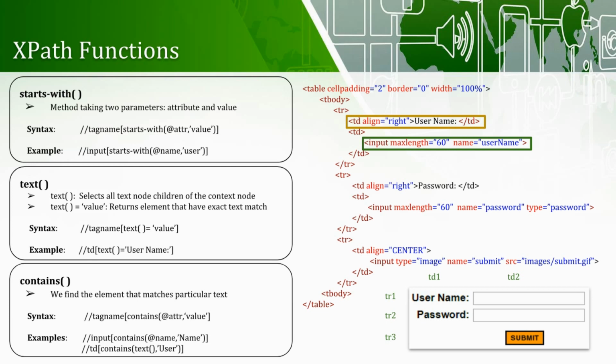Example. Same example, if you want to find the input text box for the username, how can I write the XPath? I can write it as /tag name, which is input, then contains @name. Now you can enter the substring here, but that should be again the exact text match of the substring. So I have written as name.